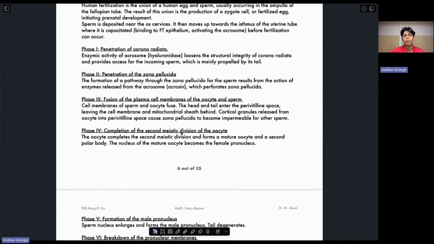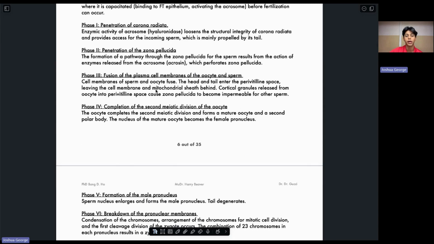The first stage is the penetration of the corona radiata. It's essentially where the head of the sperm, filled with a bunch of enzymes known as acrosome, loosens up the structural integrity of the corona radiata, which is the outer layering of the egg cell, right? And this essentially provides a better pathway or better access for the sperm to reach the female pronucleus, right?